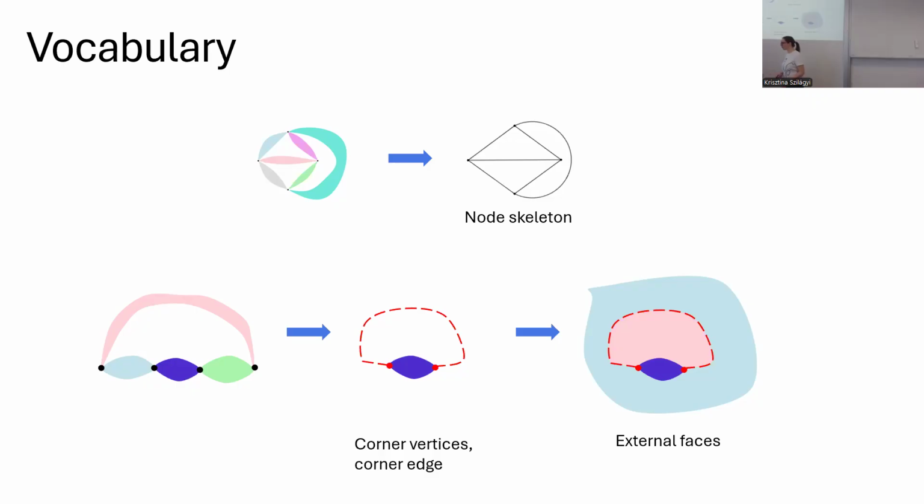And the external faces are the faces that are adjacent to this corner edge. These faces will be very important because they are the reusable faces of this component. They are the outer faces of a component, and they can be used to cover some terminals, both in this component and in the parent components.